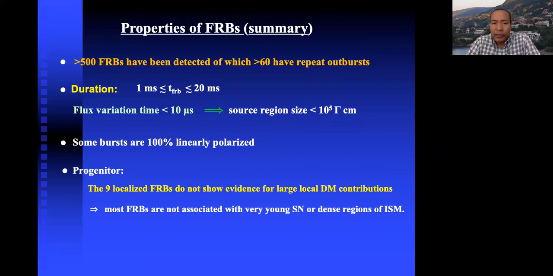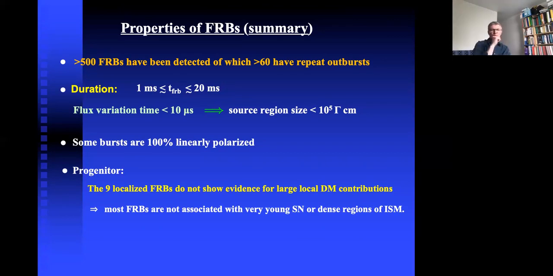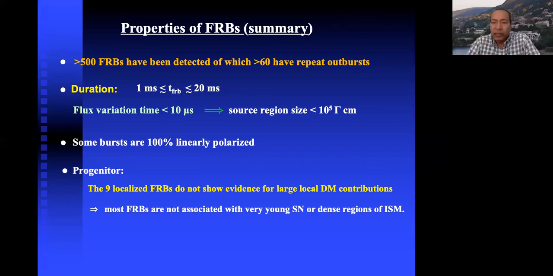9 FRBs have been localized, and they do not show evidence for a large contribution to the DM electron column density from the source or the near vicinity of the source. And that suggests that most FRBs are not associated with very young supernova remnants or dense regions of the interstellar medium.